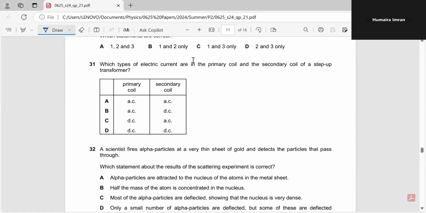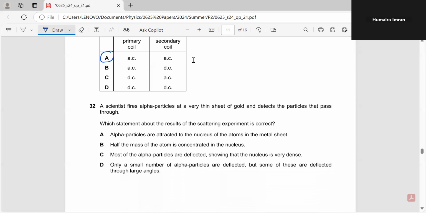In this question, they are asking which types of electric current are in the primary coil and in the secondary coil of a step-up transformer. For its operation, it is very important that we provide alternating current, because a change in current will cause a change in magnetic field, which is required for the proper working of a step-up transformer. This way, EMF will be induced in the secondary coil. So we will see that option A is correct.